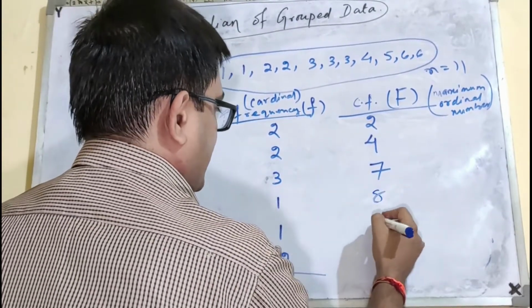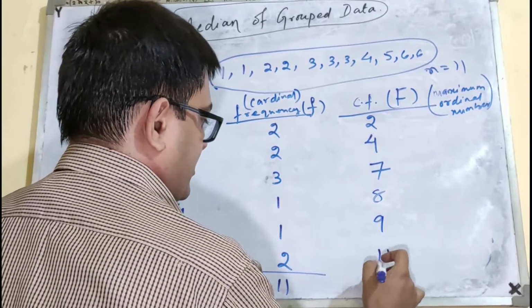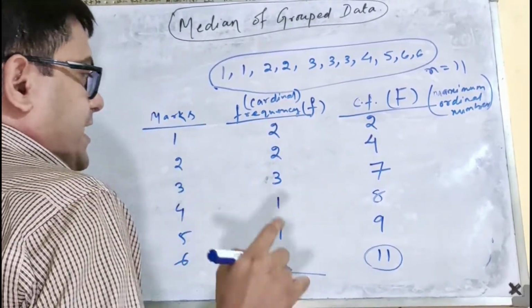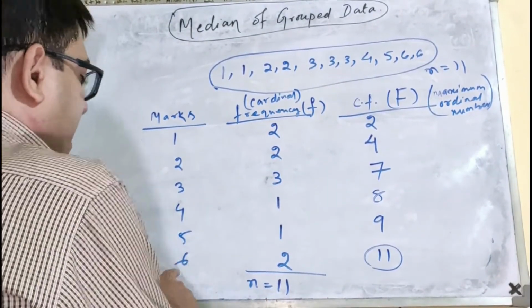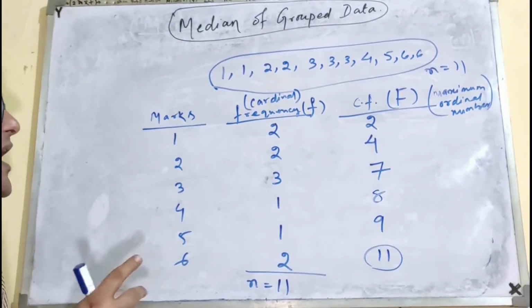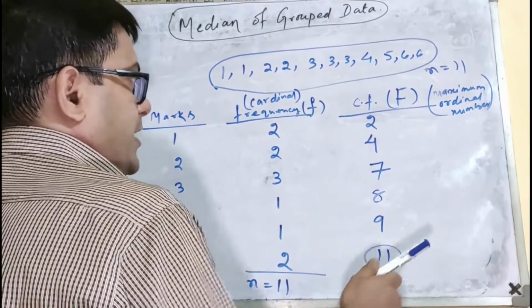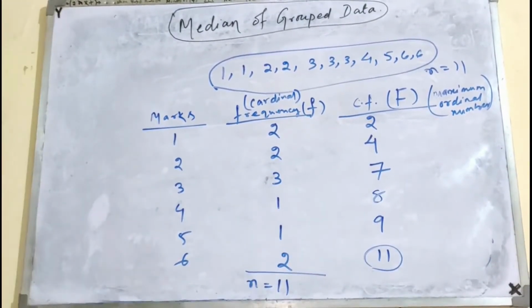Similarly, 5 is going to be 9. For 6, it's going to be 11. Now, see, the cumulative frequency of the endmost data point gives you the total number of data points you have in the data set, correct? So, now you understand what cumulative frequency for the data point is.